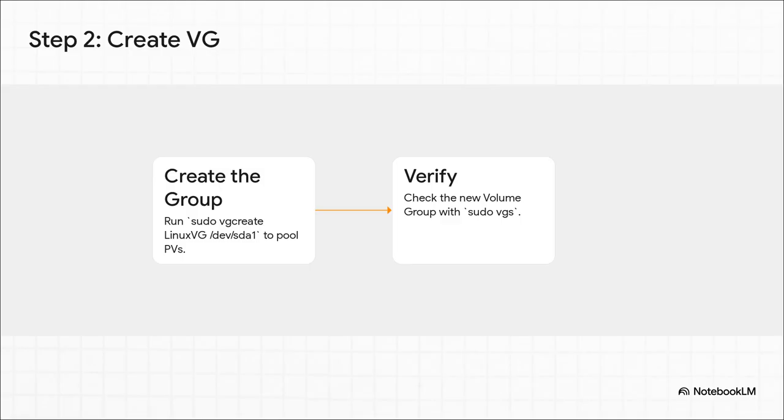Okay, so we've got our Lego bricks prepped and ready to go. Now we need that big box to dump them in. For that, we use the vgcreate command. We give our volume group a name, here we're calling it LinuxVG, and then we tell it which physical volume to add. And just like that, we've created a unified pool of storage.